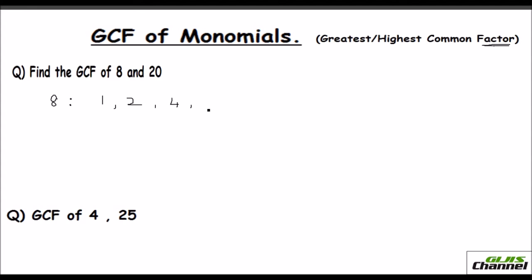8 is not exactly divisible by 6. So 6 is not a factor of 8. 8 is not divisible by 7. So 7 can't be a factor. And 8 is divisible by 8. And 8 is the factor. That's all. You cannot have more than this. Okay? The factors will always be less than the number itself, or at least till the number. Okay? It won't go further.